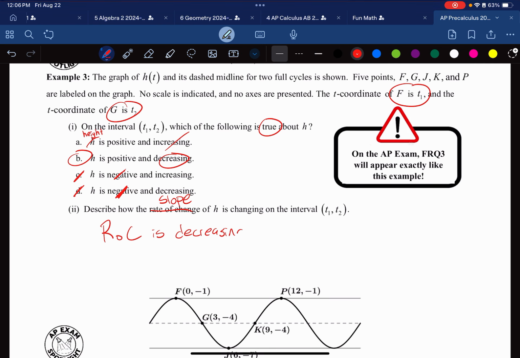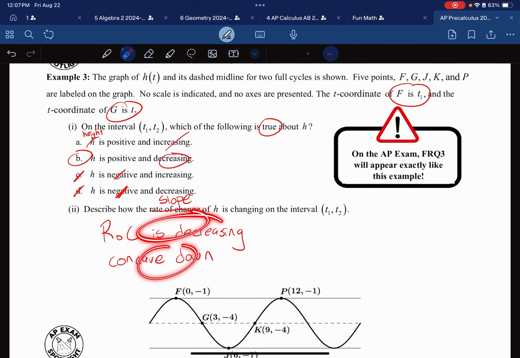That is a super formal way of saying it. Or you can say that it's concave down. Either of these two will give you full points. I like this one more because it refers to the words that are in the problem: the rate of change is decreasing. But these two mean the exact same thing. They are interchangeable. They are synonyms of one another.